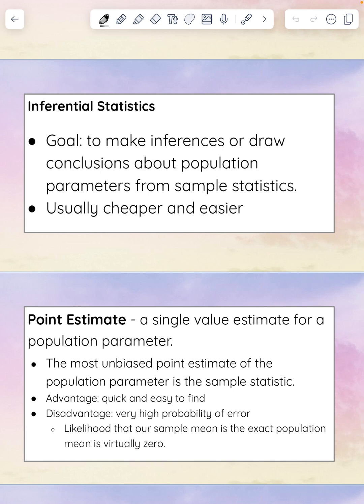And what we're going to use from that sample is called a point estimate. It's a single value estimate for a population parameter. The most unbiased point estimate of the population parameter is the sample statistic. So for instance, if I'm trying to predict mu, the average for a population, I would use X bar, the average for a sample.